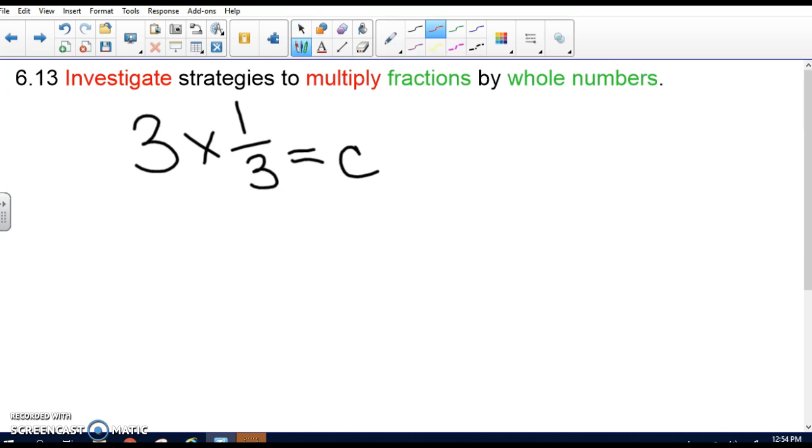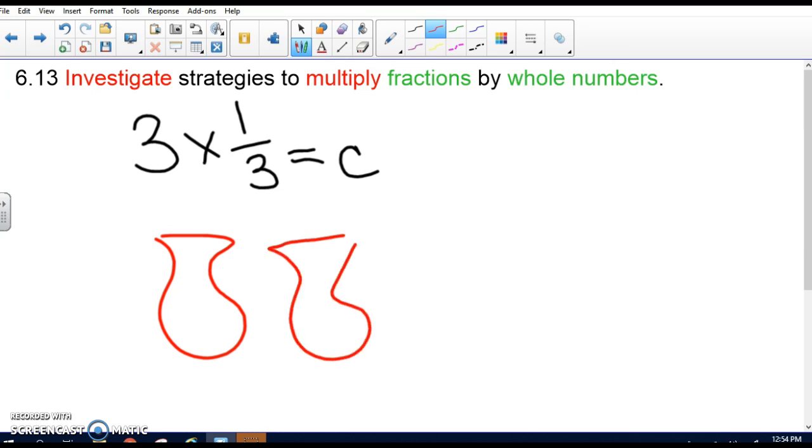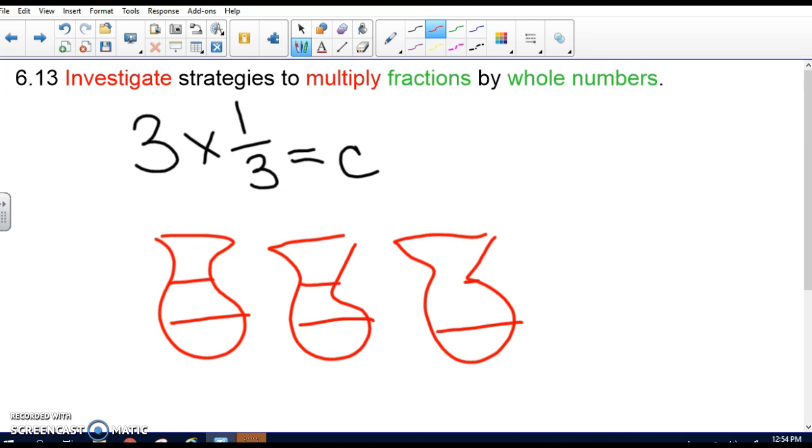I'm going to draw 3 vases. What's difficult about drawing 3 vases is now I have to show 1/3, right? So let's say this is... I'll divide it by like this. Okay. Can everybody see that I've divided my vases into thirds? Okay. Let's say the florist is going to add 1/3 of a cup to each one of these, right?